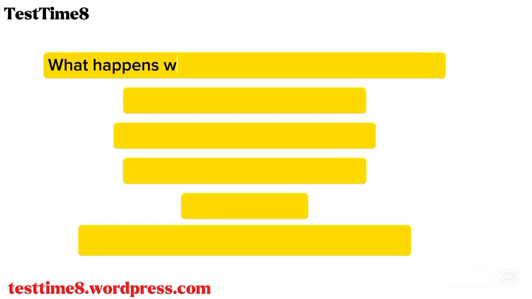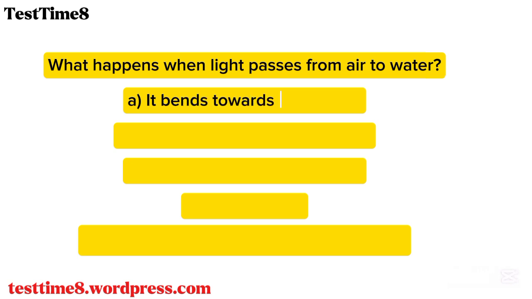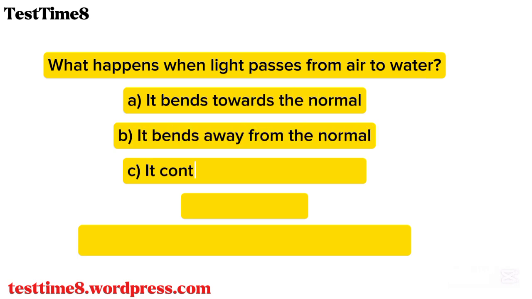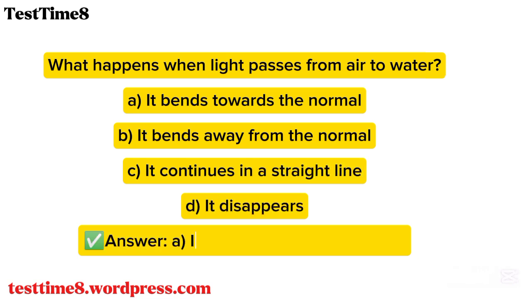What happens when light passes from air to water? A. It bends towards the normal, B. It bends away from the normal, C. It continues in a straight line, D. It disappears. Answer: It bends towards the normal.